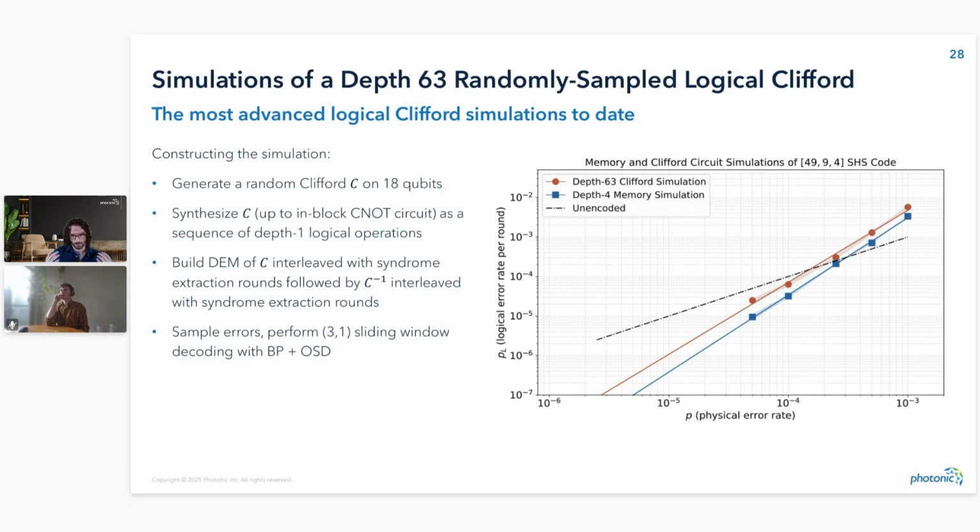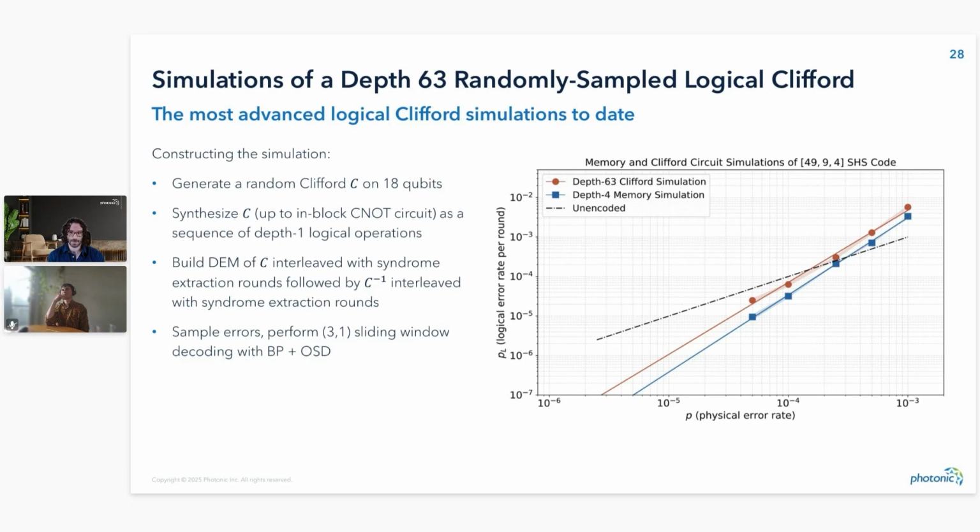And so you synthesize this thing, you build the detector error model of C interleaved with these syndrome extraction rounds, and then you essentially play the movie backwards. So take whatever circuit you synthesize for C and then implement its inverse in subsequent order. And then you just feed it into your favorite decoder. So here we used a 3-1 sliding window using just kind of bog standard BPOSD.